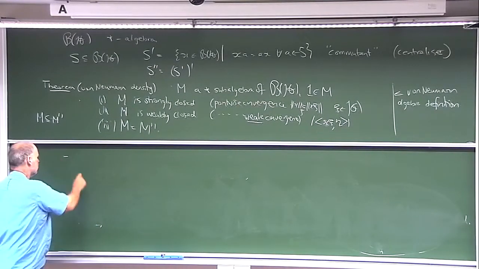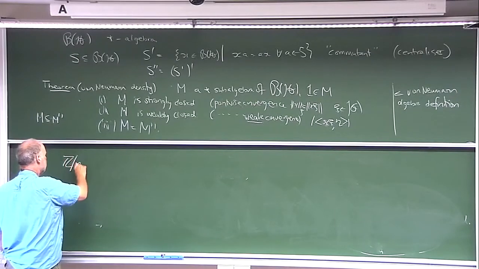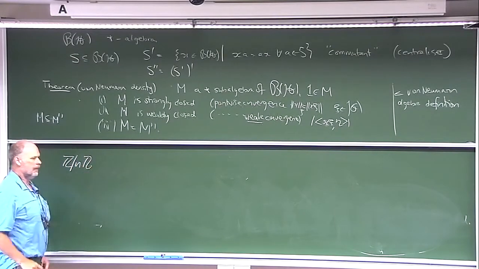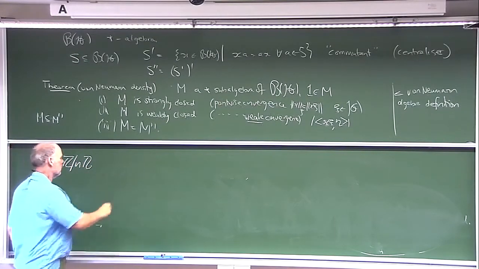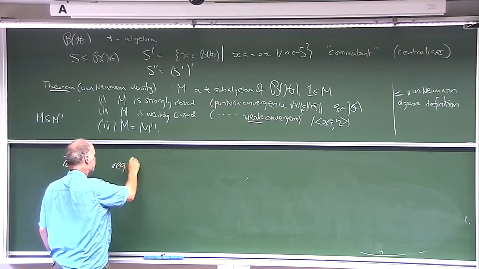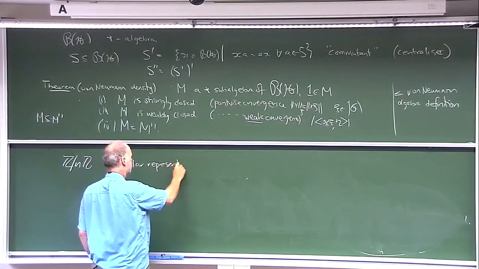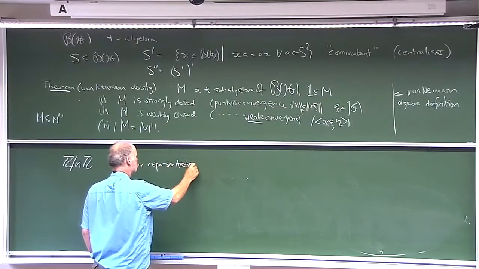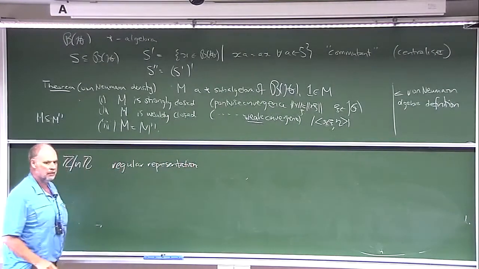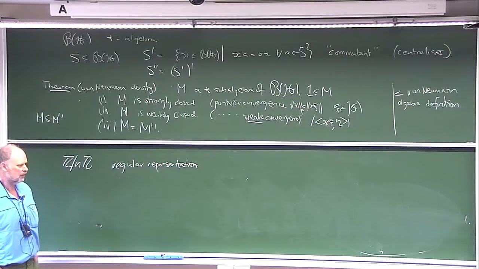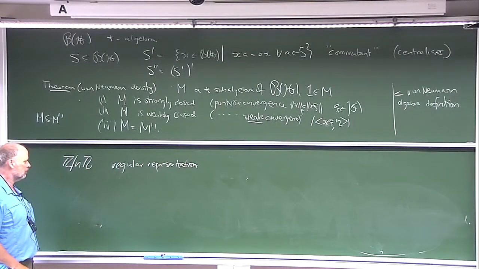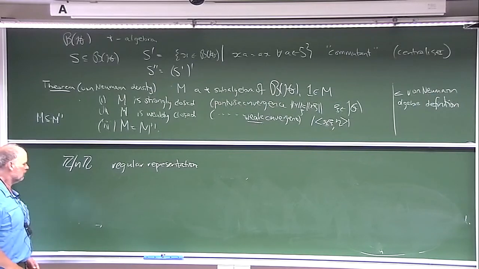We're going to consider the cyclic group Z mod nZ, and we're going to consider what's called its regular representation. If the group was commutative, we would have to talk about the left regular representation. If it was not commutative, we would have to talk about the left and the right. But since it is commutative, that's all we have to talk about.